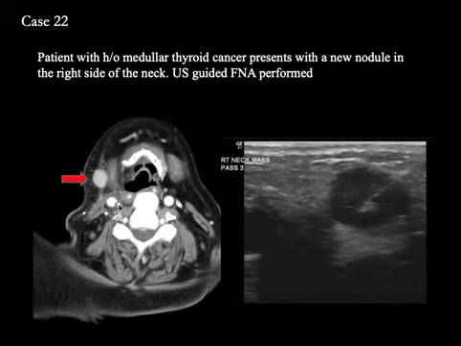So here is a CT scan on this patient which shows a new nodule in the right side of the neck in the submandibular region, and here is the ultrasound and the ultrasound guided FNA being performed, which confirmed that this patient had metastatic medullary thyroid cancer. So the next step was to do an FDG PET to stage their whole body.